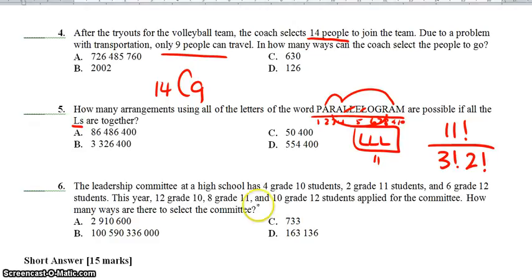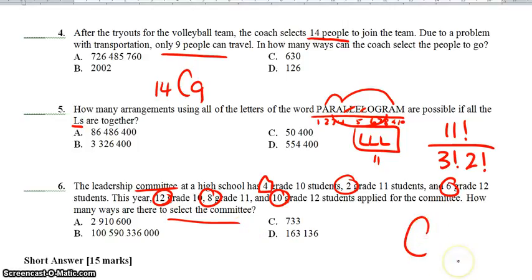And then this one, let's see. Now it's a lot of numbers here. So you have 4 grade 10 students, right? These numbers just describe who they are. 2 grade 11, 6 grade 12. And this is the committee. Now this year you have 12 people apply in grade 10, 8 people apply in grade 11, and 10 people apply in grade 12. So how many ways can you choose the committee? Again, committee question, if there's no specific position that you assign to those students, it's just a combination question.